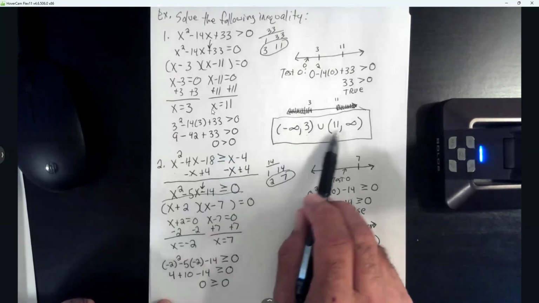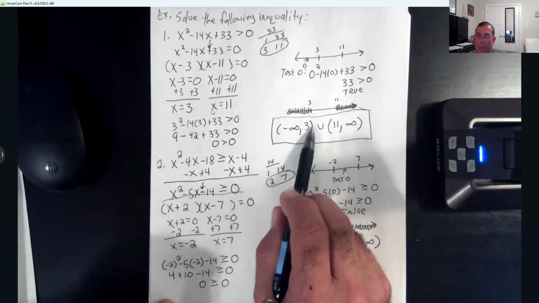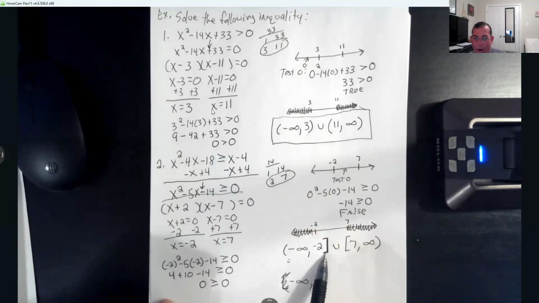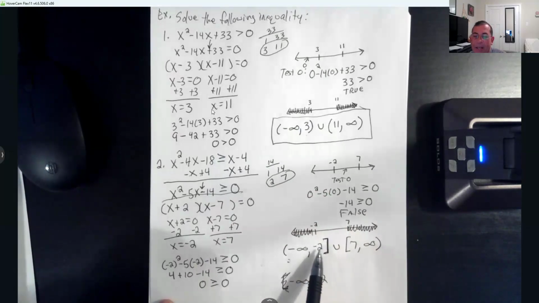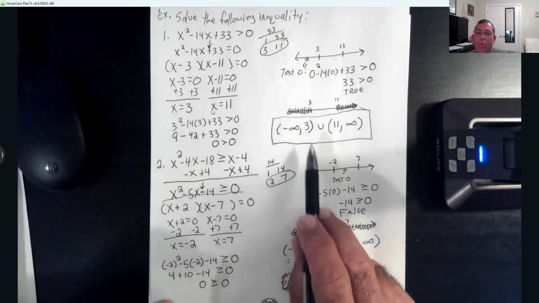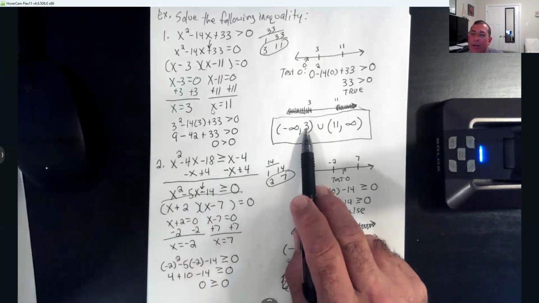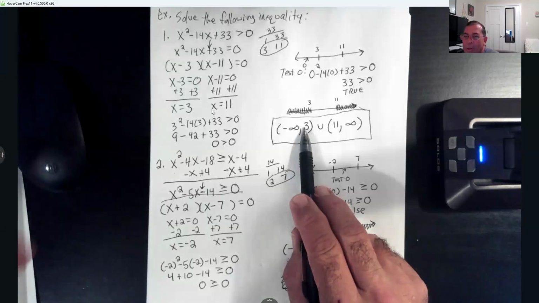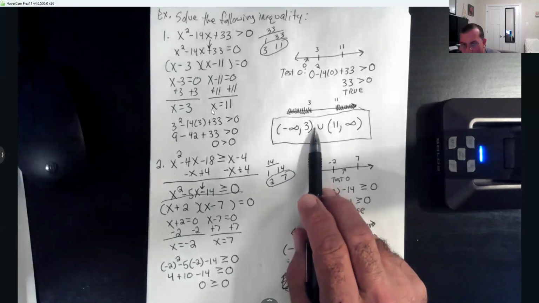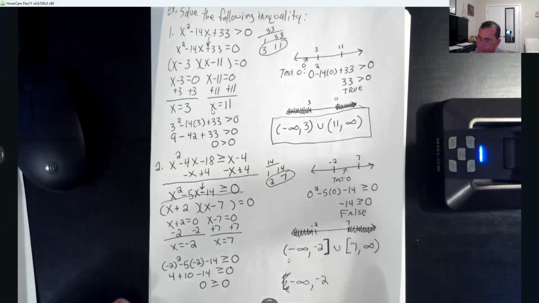Okay. So your endpoints, that's why I'm using parentheses or brackets. Brackets means it includes that number, to where parentheses means you can get almost up to the 3, but you can't actually equal 3. Does that make sense? Yes. Thank you. Okay.